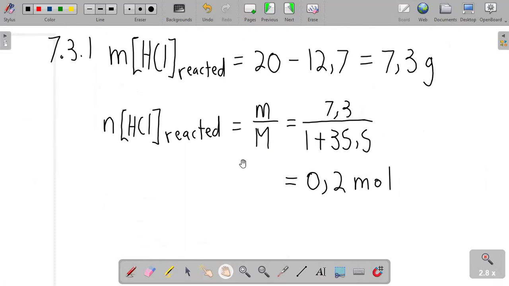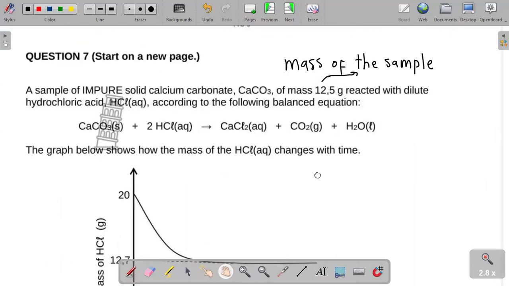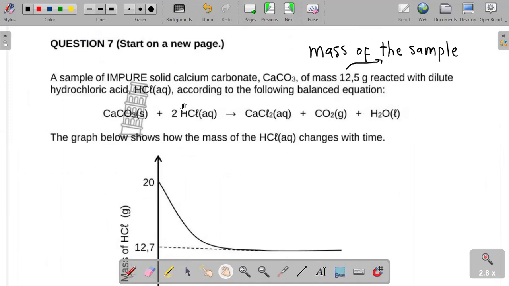So now, what we did here, we found the number of moles of HCl. Those number of moles of HCl will help us find the number of moles of what? Calcium carbonate, because then we can go to the balanced equation. We can then use the ratio. The ratio for calcium carbonate and HCl is what? Is 1:2.